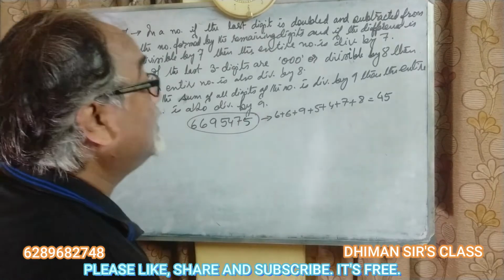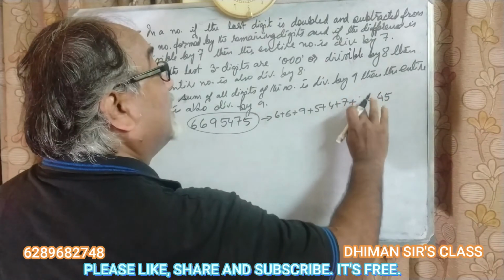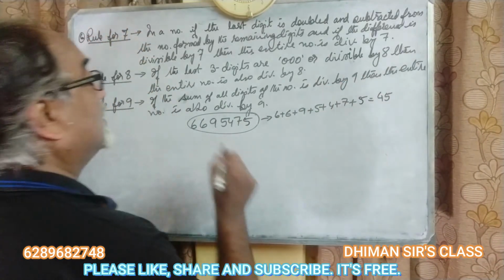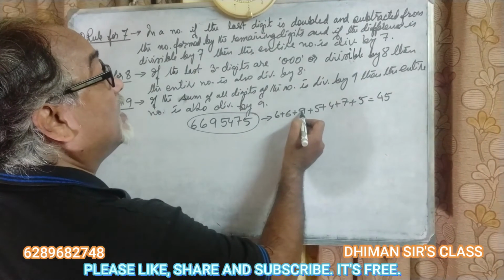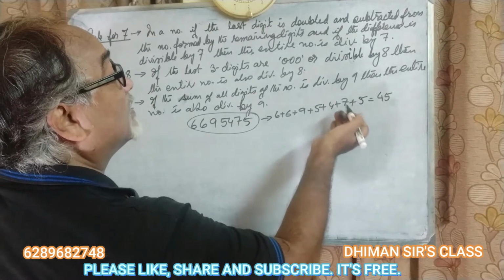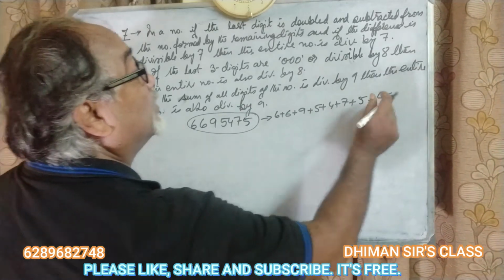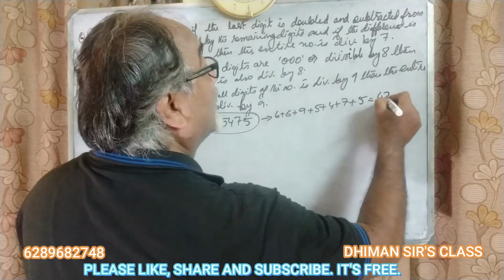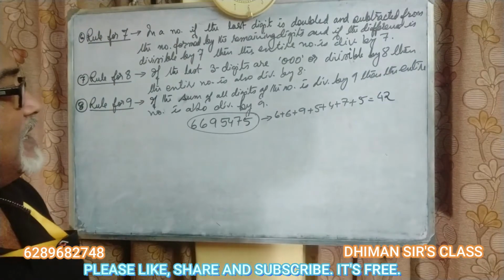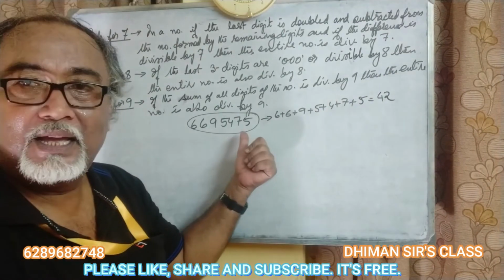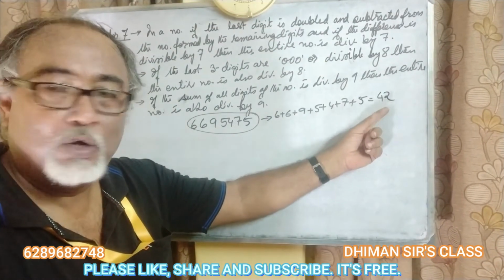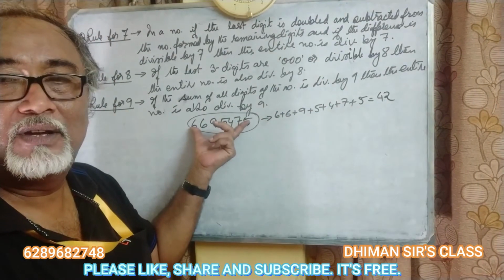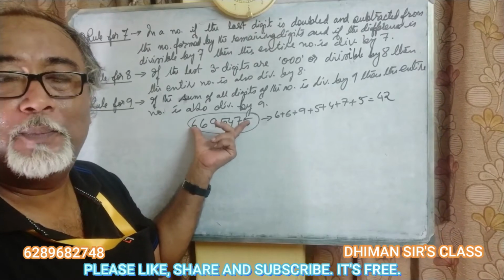Then definitely this becomes 5. That means from it you get 12, 21, 31, 35, 42. It becomes 42. See my dear student, is 42 divisible by 9? No. The entire number is not divisible by 9.